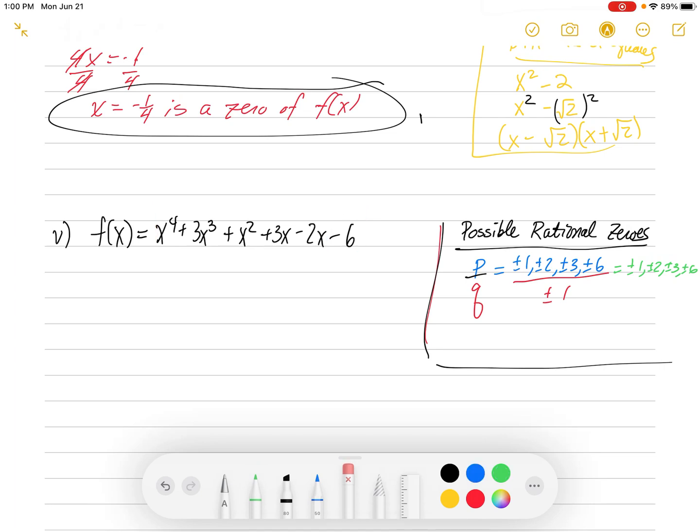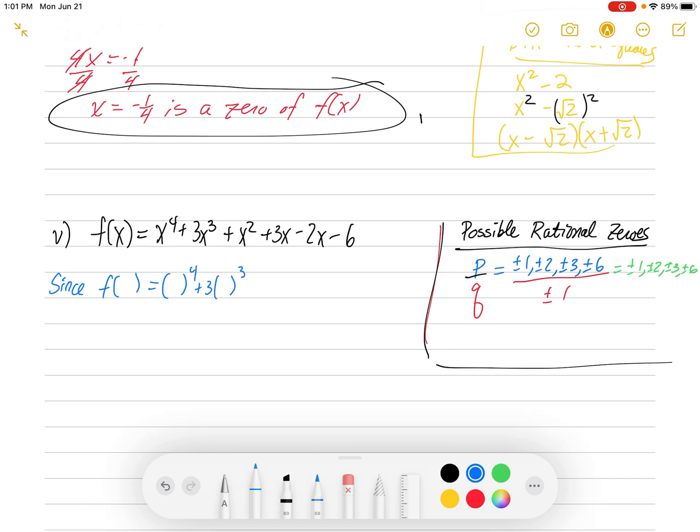So let's test here. I've already gone through this. I've already tried, I think, which one works? -3, I think, works. Is that right? Yeah, -3 works. I already tried that one. So let's try -3. So we're going to plug in -3.